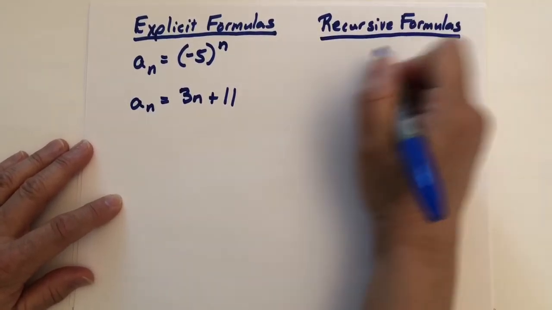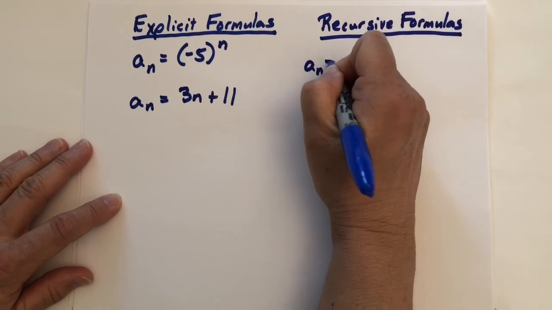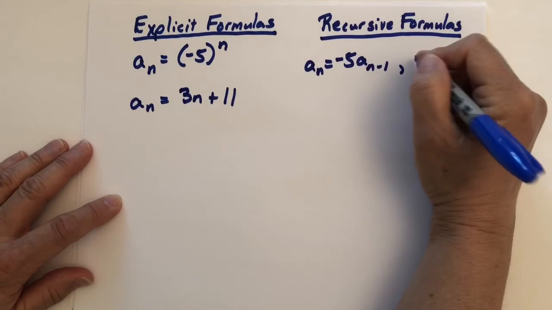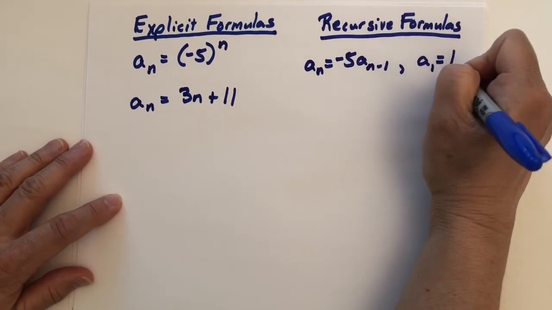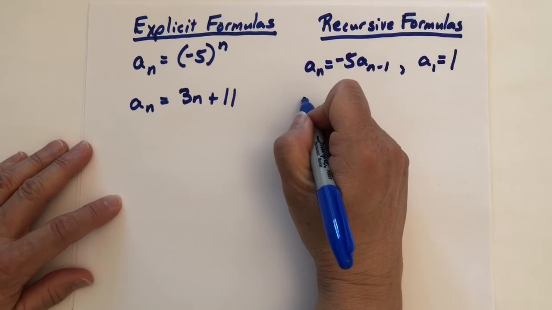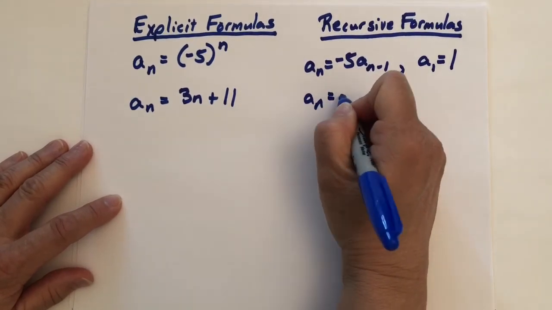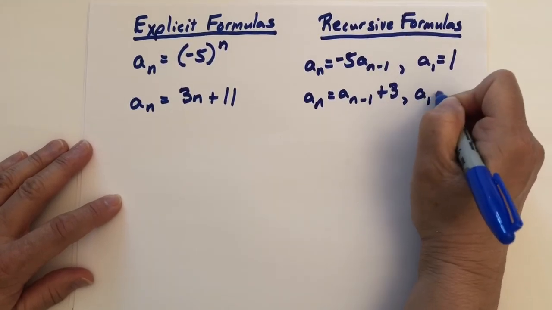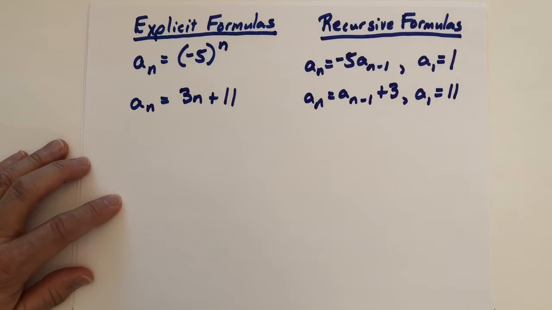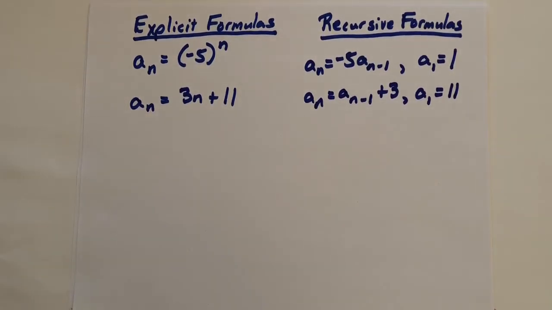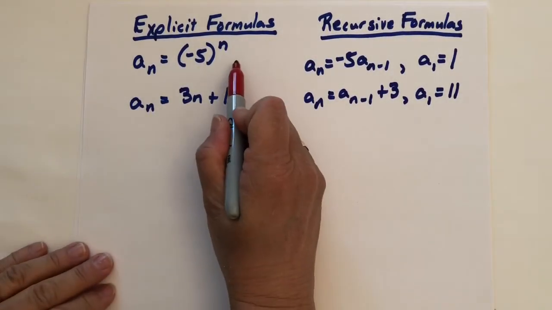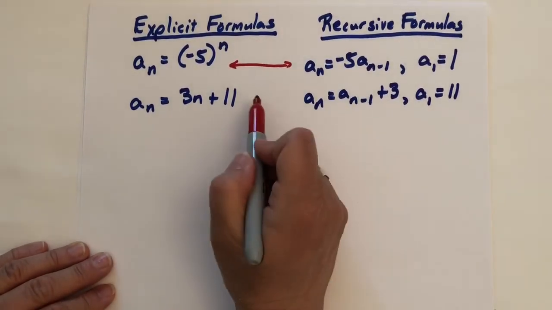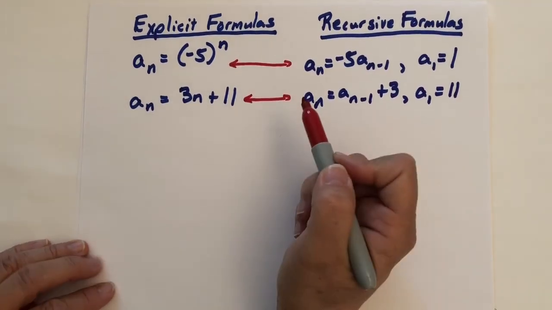Like this, a sub n equals negative 5 times a sub n minus 1, where a sub 1 equals 1, or a sub n equals a sub n minus 1 plus 3, where a sub 1 equals 11. And if you compare these, and you can do that after we turn off this video, you'll see that these two represent the same sequence as do these two.